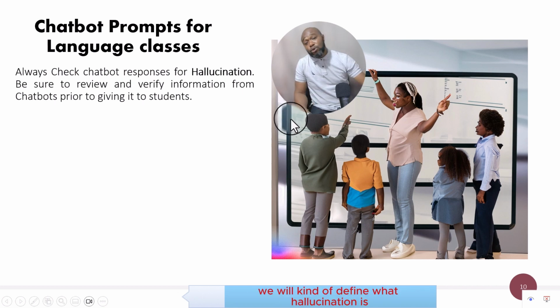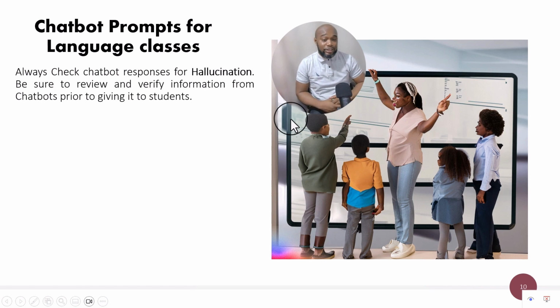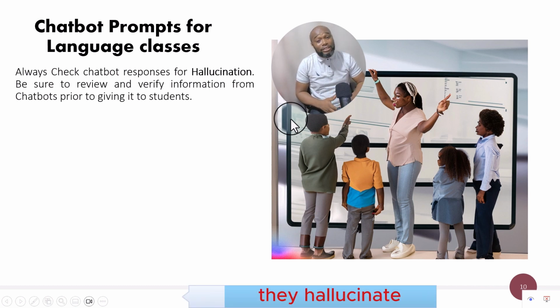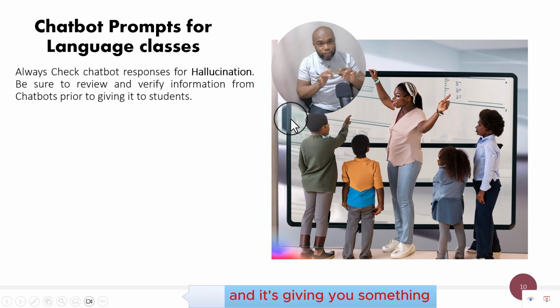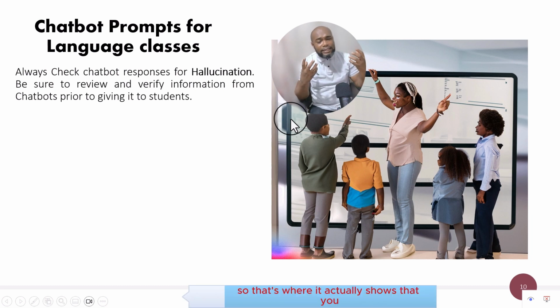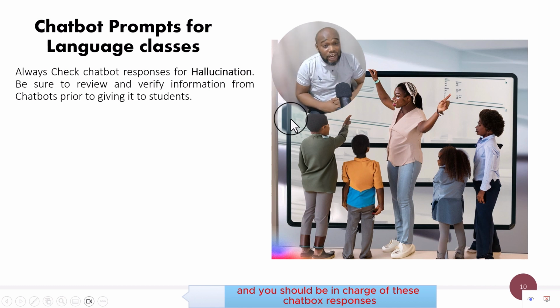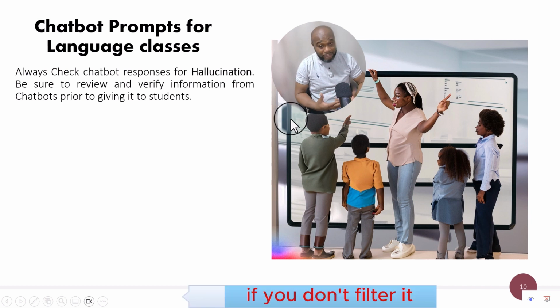Before we look at that, we should define what hallucination is. Most of these chatbots hallucinate, the way human beings hallucinate, to start talking or giving you information out of the blue. You are asking a question and it's giving you something else. That's where it shows that you, the humans, still have control over them, and you should be in charge of these chatbots' responses and filter whatever responses they give you, because it's important. If you don't filter it, you're going to get garbage in, garbage out.